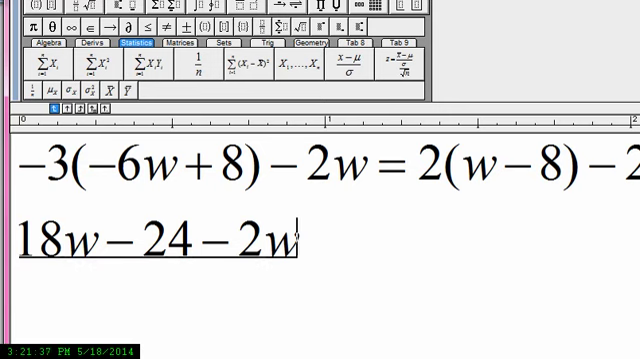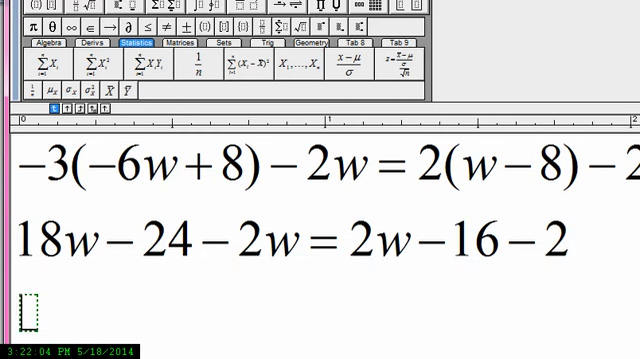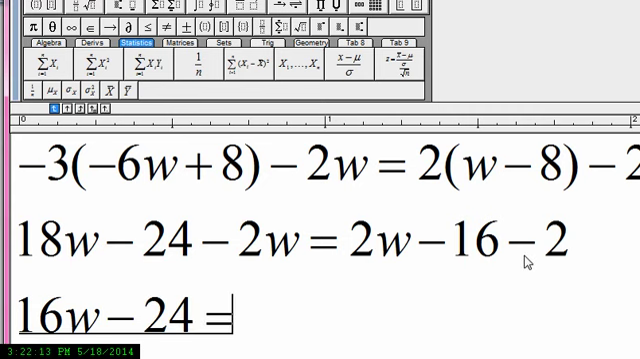Then when we distribute the 2 on the other side, we get 2W. And 2 times negative 8, or subtracted 8, gives us minus 16, minus 2. On the next step we're going to combine like terms. So we have 18W minus 2W, which is 16W minus 24, equal to, on this side, minus 16 minus 2, which gives us 2W minus 18.